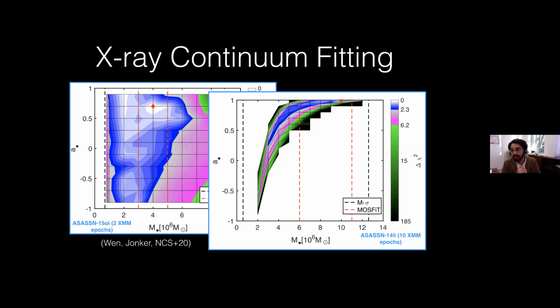The picture gets much better if we go to accretion disks that are not edge-on, where we have more data. So here's the same kind of joint constraint for Assassin 14Li, where we actually had 10 XMM Newton epochs to play around with. Here you can see that we get a very tight constraint in the two-dimensional plane of black hole mass and spin. The individual 1D constraints are good, although not as tight. But if we have a different mass measurement, like optical light curve fitting to break the degeneracy, then the ultimate spin constraint gets very tight indeed.